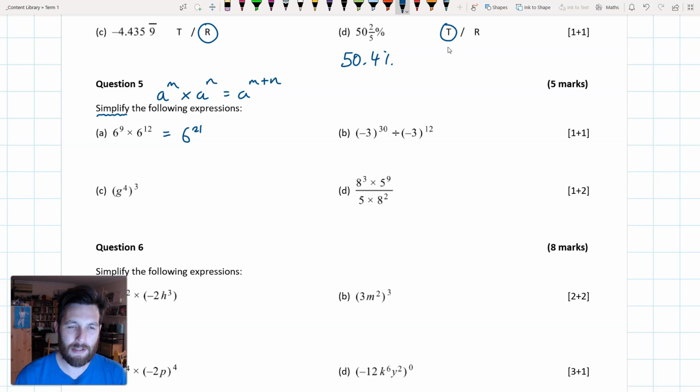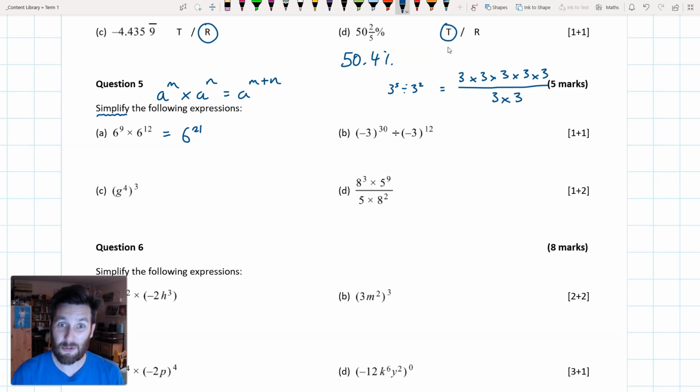And I'll just do a straightforward example just up here. If we had 3 to the power 5 divided by 3 to the power 2, 3 to the power 5 is 3 times 3 times 3 times 3 times 3, so 5 times. And then 3 to the power 2 is 3 times 3, like that. Now, I could cancel these off. 3 divided by 3 is 1, so that cancels off. 3 divided by 3 is 1, that cancels off 2. Leaves me with 3 to the power 3.